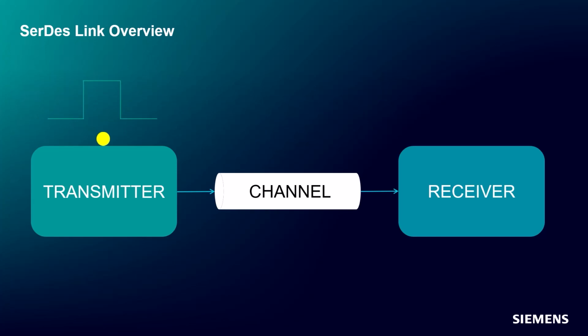You can think of this as a journey. A bit starts as digital data inside a system, gets transformed and transmitted, travels through a physical medium, and is eventually reconstructed on the other side. Let's start at the transmitter.